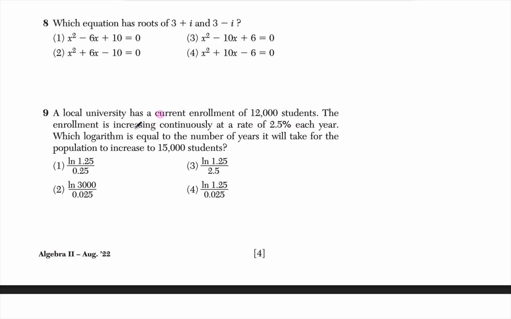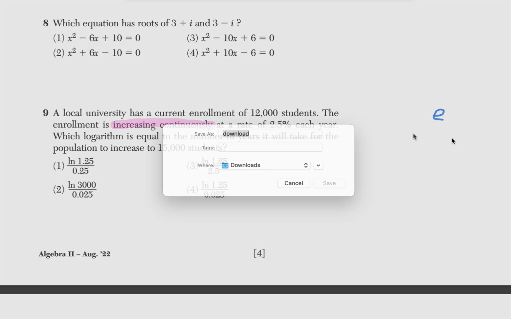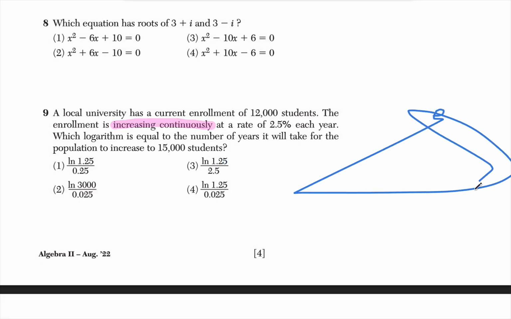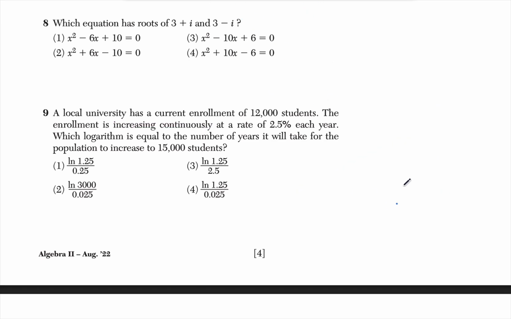Looking at this, two hints here. Anytime you see increasing continuously, that means you're dealing with the letter e. Oops, mistake. So I'm looking at increasing continuously, which means I'm looking at the letter e, and then I'm doing an exponential equation.